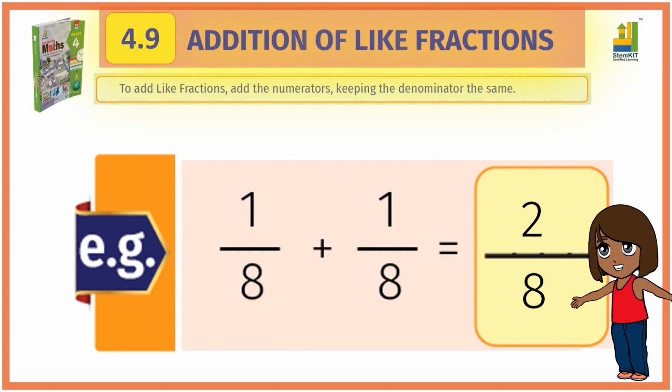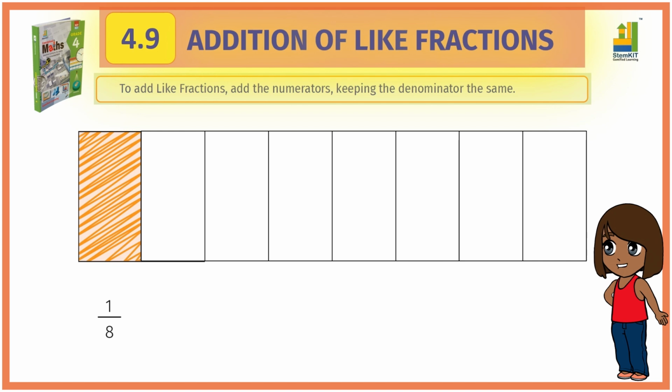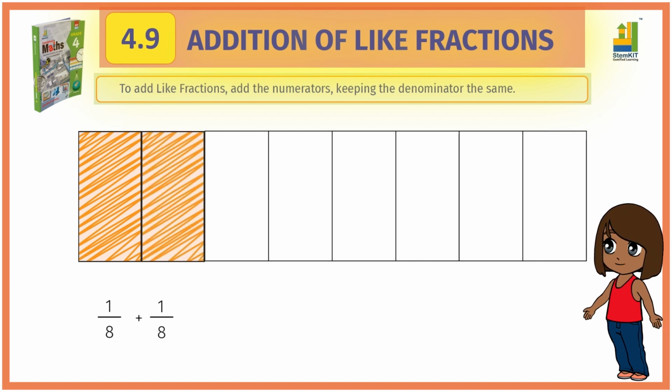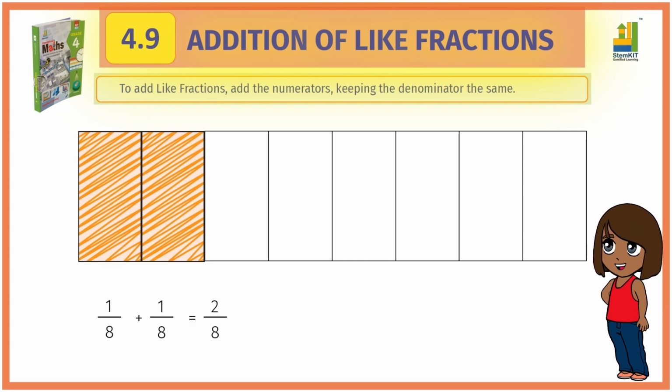Let us understand the same question visually. Look at the bar with 8 sections. 1 by 8 means one portion out of 8 is shaded. Again, 1 by 8 means one more portion out of 8 is shaded. Now, the total shaded portion is 2 out of 8. And that is the answer for the sum. 2 by 8.